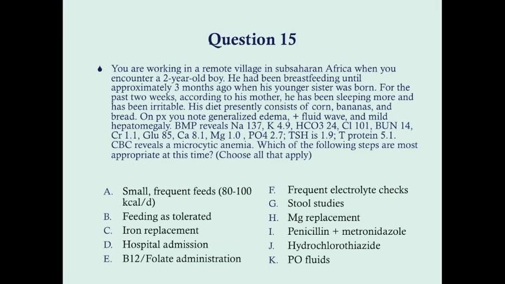A, small and frequent feeds, 80 to 100 kilocalories per day. B, feeding is tolerated. C, iron replacement. D, hospital admission. E, B12 and folate administration. F, frequent electrolyte checks. G, stool studies. H, magnesium replacement. I, penicillin and metronidazole. J, hydrochlorothiazide. And K, PO fluids. Which of these are you going to do? And of course, there's more than one answer here.